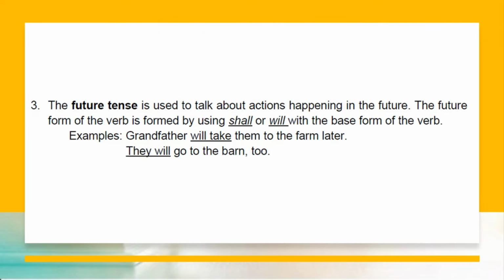3. The future tense is used to talk about actions happening in the future. The future form of the verb is formed by using shall or will with the base form of the verb. Examples: Grandfather will take them to the farm later. They will go to the barn, too.